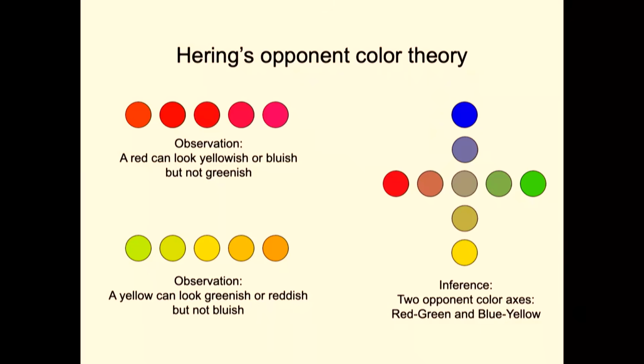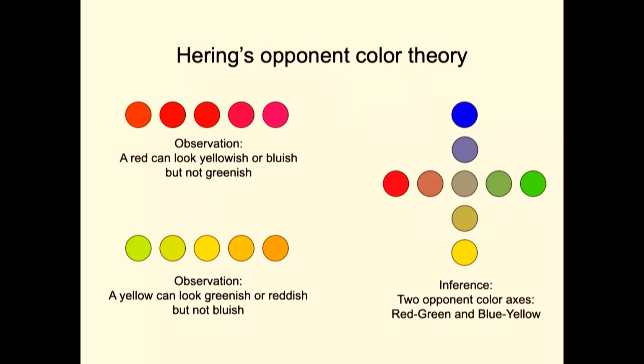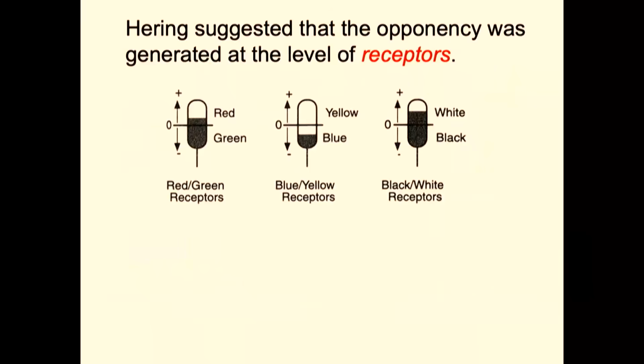Again, this is from Hering, one of who we talked about in the context of lightness perception. So Hering made this observation that a red can look yellowish or bluish but not greenish. A yellow can look greenish or reddish but not bluish. And inferred that in the visual system there were opponent color axes. Okay? So something that was computing the difference between red and green and between blue and yellow. Right? So Hering thought that opponency was generated at the level of receptors. Right? So he thought that Young and Helmholtz were wrong.